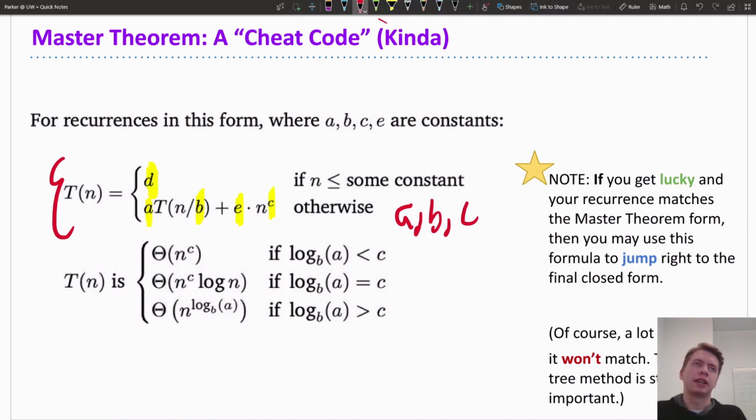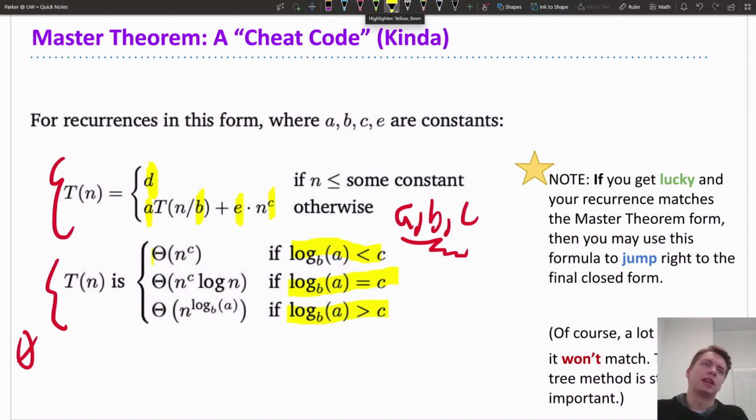If we know we can apply the master theorem to a recurrence, this is all we really have to look out for once we are guaranteed to be able to use the master theorem to solve a recurrence. And once our T of n or our recurrence is in this form, then we can look at the big theta possibilities for our master theorem recurrence. And depending on if log base b of a is less than our constant c, if log base b of a is equal to our constant c, or if log base b of a is greater than our constant c, then we'll get different big theta runtimes for each case.